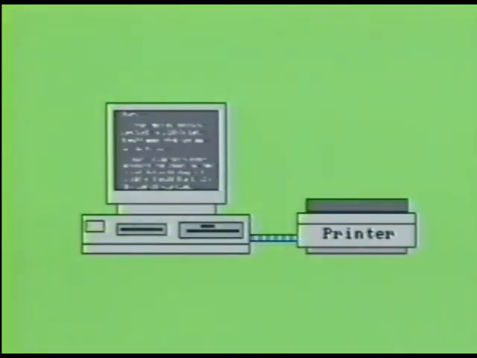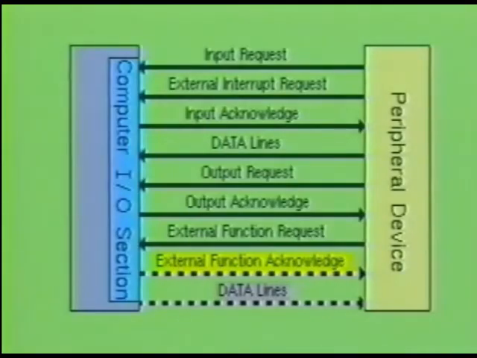Now let's see what happens when the computer needs to communicate with the peripheral device. When the computer needs the peripheral device to accept data, it must first force the peripheral device to acknowledge that it is being requested. This is accomplished by sending a control signal through the external function acknowledge line to the device. The computer also places a function code word on the data lines.